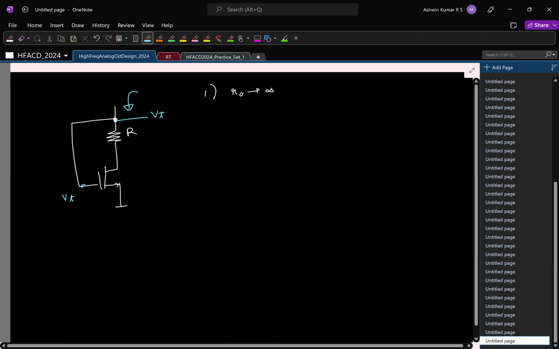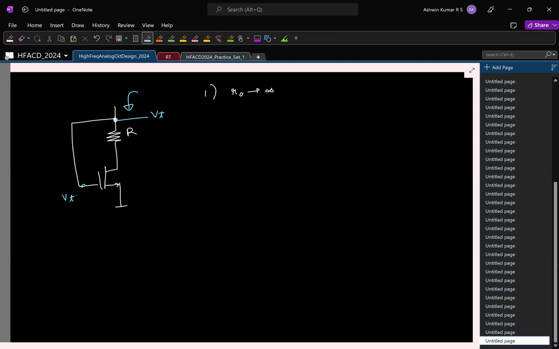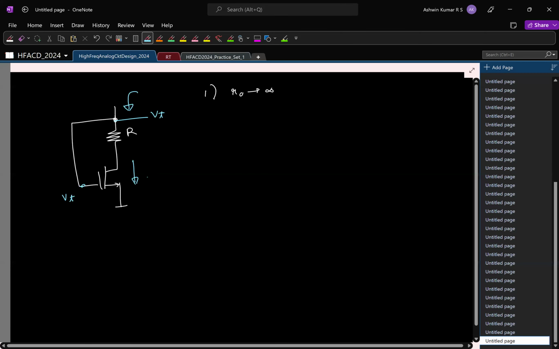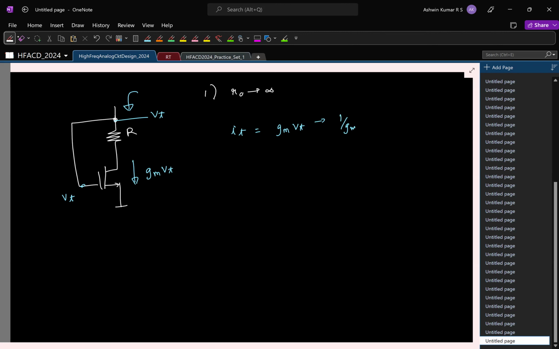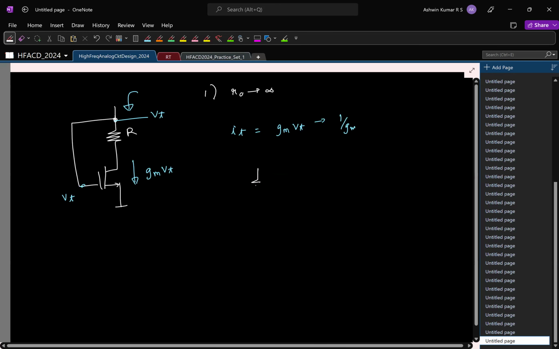I've ignored R0, which means the current depends only on the gate to source voltage. So what is the drain current here? gmVt. So the test current is also gmVt. What is the resistance? So ideally, this is what you should get. But with R0 also, you can quickly find it. It's a no-brainer. I'll write it here maybe.